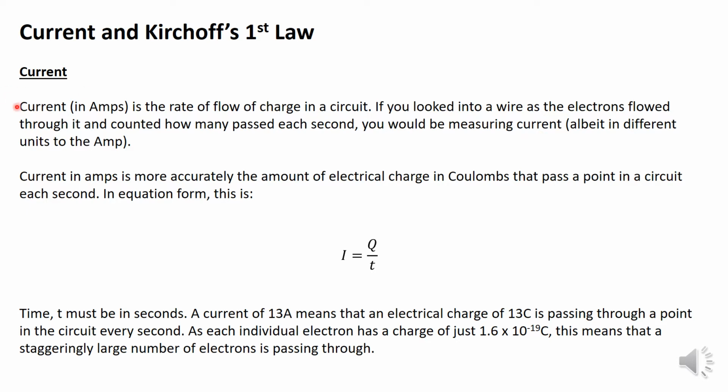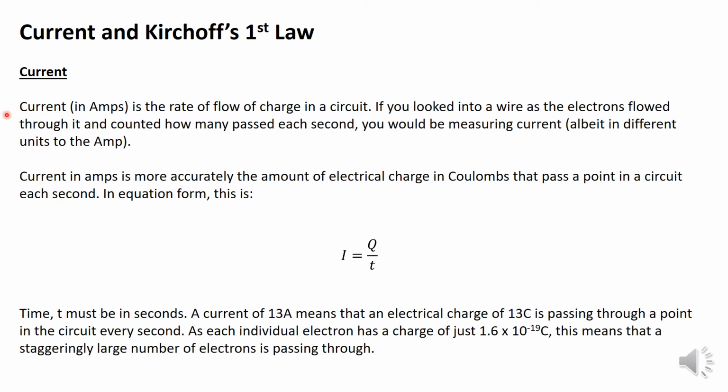So current then, to start with. Current, measured in amps, is the rate of flow of charge around a circuit, and in most circuits that involves looking at electrons and counting up how many electrons are passing through a particular point each second. If you built an ammeter which counted single electrons and told you how many electrons are passing through the ammeter every second, you would be measuring current.